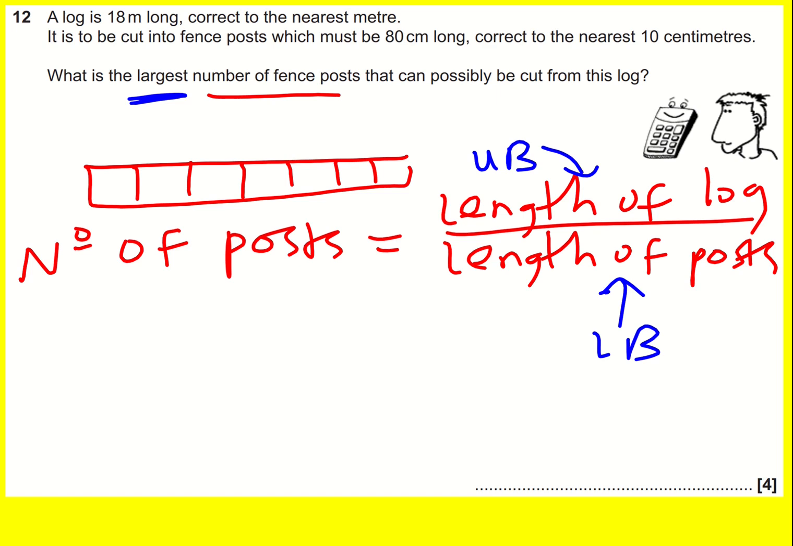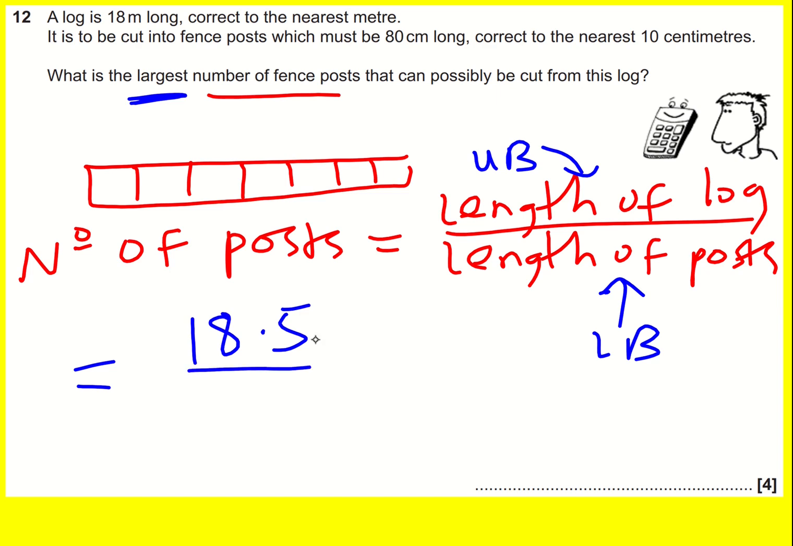Okay, so if the log is 18 meters, correct to the nearest meter, that means the upper bound is going to be 18.5. Any bigger and it would round up to 19. Now 18.5 is the cutoff. So technically it's 18.4999999, and you go on forever, but that is the same as 18.5.